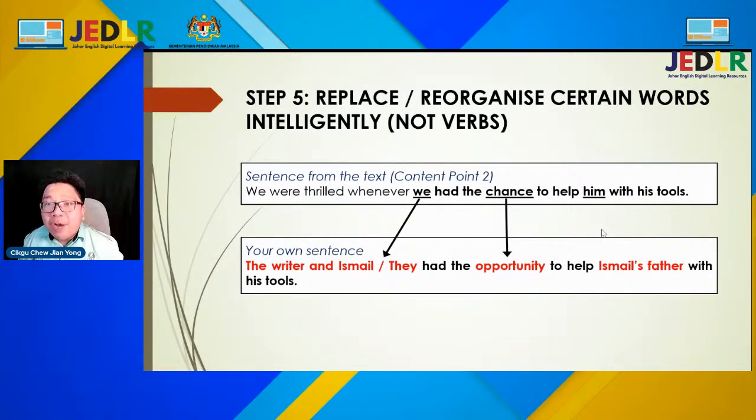To help him. Who is him in the text? Him means Ismail's father. So you can change him to Ismail's father with his tools. So this whole sentence reads, the writer and Ismail, they had the opportunity to help Ismail's father with his tools. So you telah tukar dengan bijak. I'll give you another example.